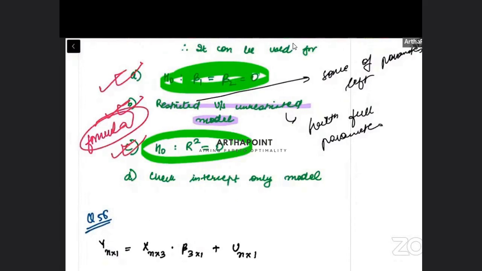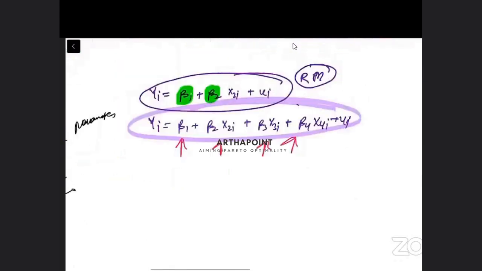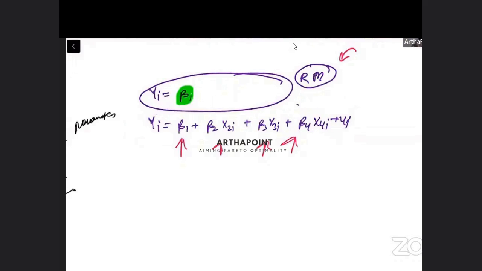Finally, sometimes I want to check whether my intercept-only model is better. So what will it mean? In this case my restricted model will be just this, without any variable. For example, I can say that rainfall does not depend on anything. It is this much meter, this much quantity. So I have given some value of rainfall, but I am saying it does not depend on anything.